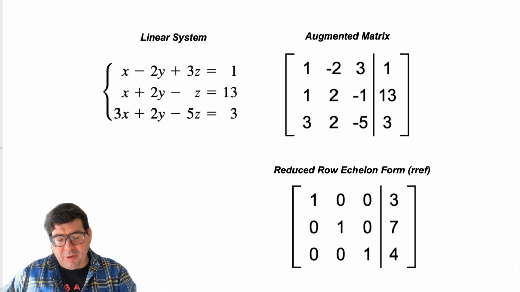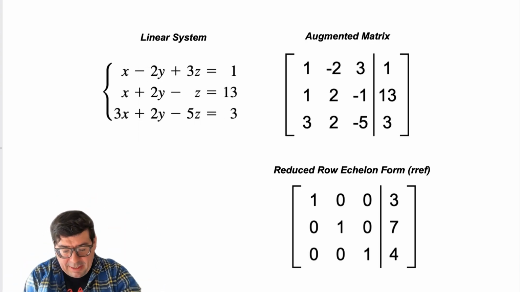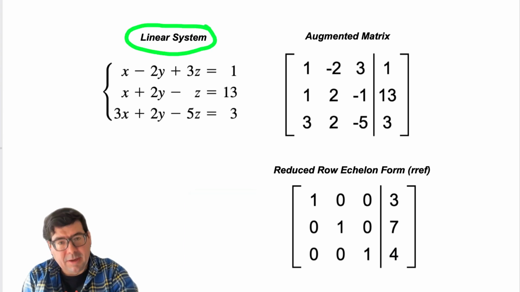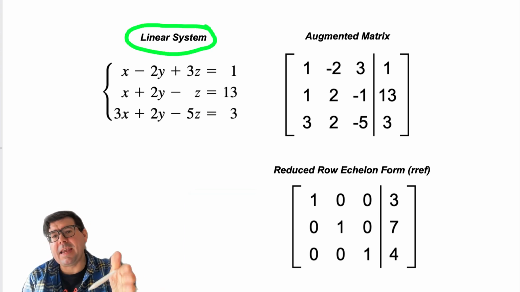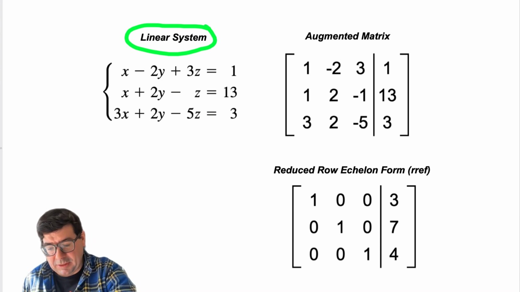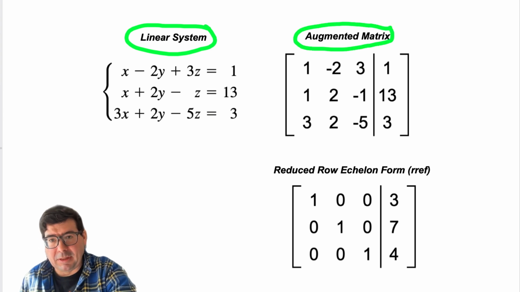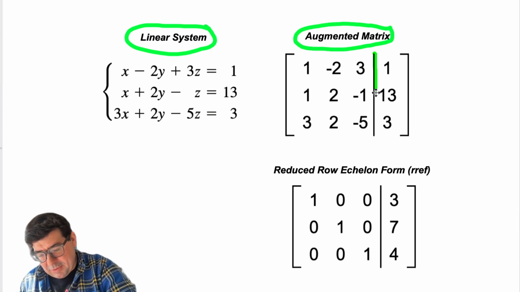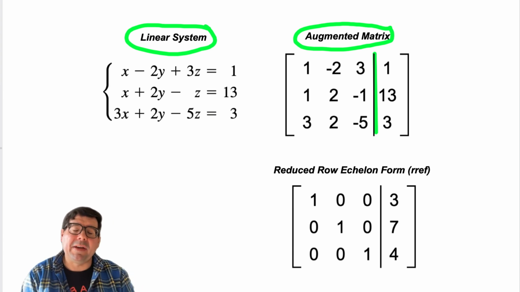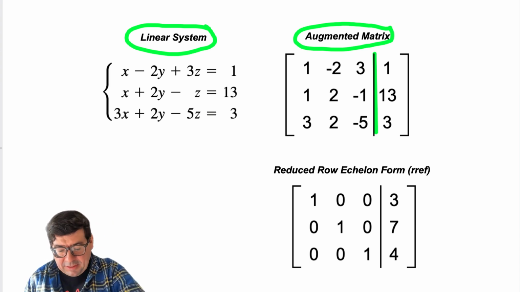How does it basically work? Well, in this case, we take our linear system, and I'm going to circle that right here. And row by row, we take our coefficients of x, y, and z and plug them into our augmented matrix. And then you'll notice this line in the augmented matrix right here that separates the coefficients of the variables on one side and the constants on the other. So let's take a look at that.